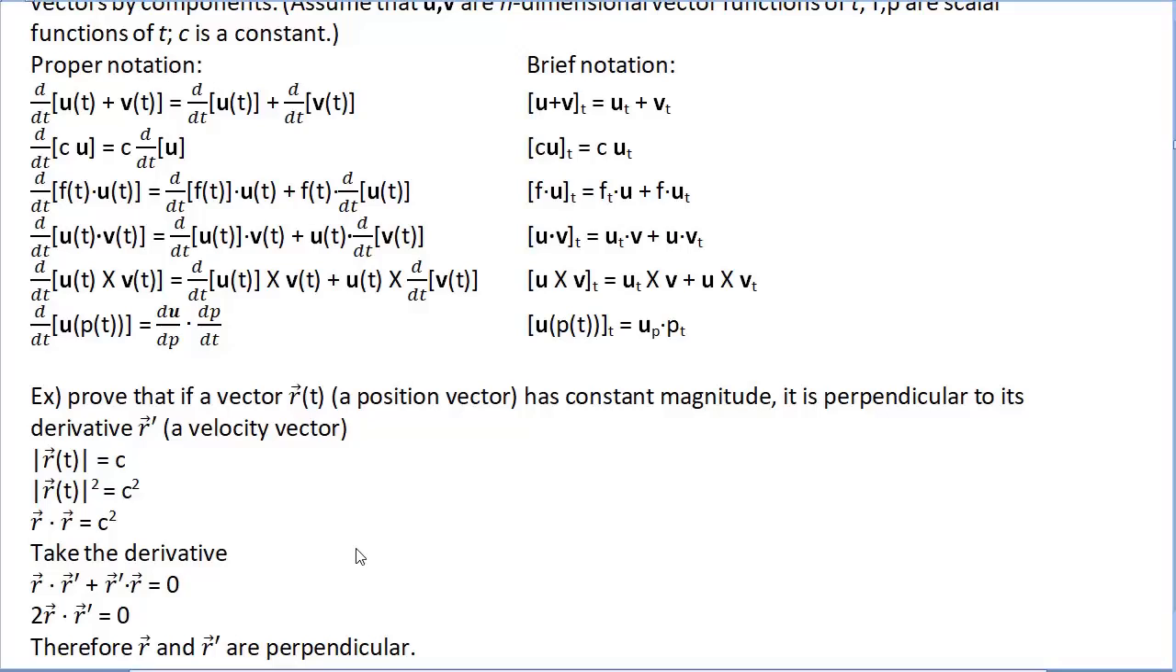So this was a look at vector functions, which we can now talk about in 2 dimensions, 3 dimensions, or any number of dimensions. We did some calculations, some applications, and we also proved this little fact, which we're going to use later.